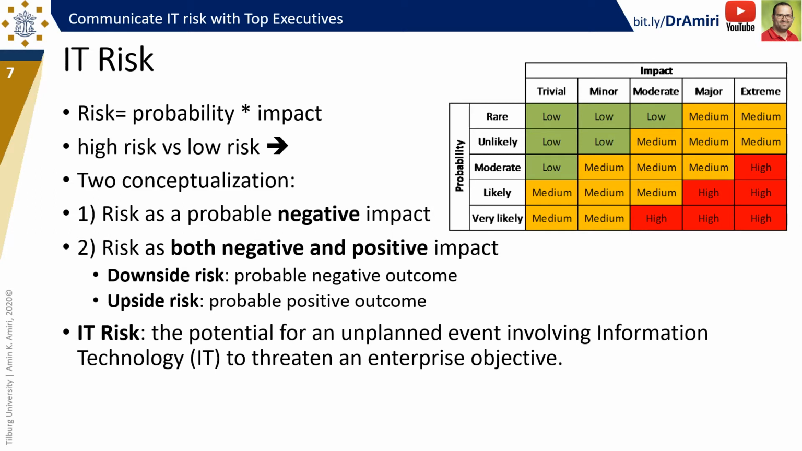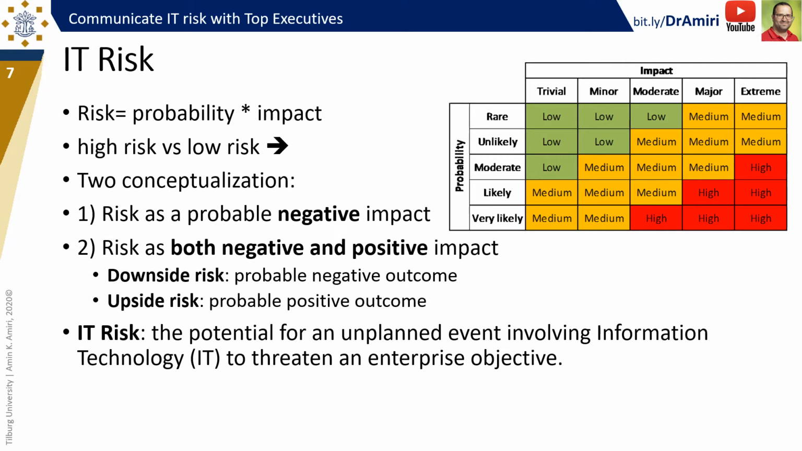In the literature on risk, there are two conceptualizations of risk. First, risk as a probable negative impact, and second, risk as both negative and positive impact. Here, in the second type of conceptualization, if risk is considered as a probable negative outcome, it is called downside risk. Otherwise, if the risk can end up with a positive outcome, then that's an upside risk.